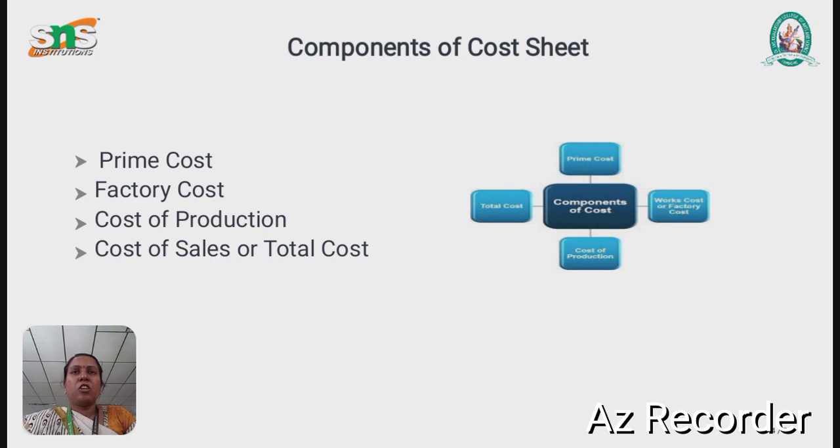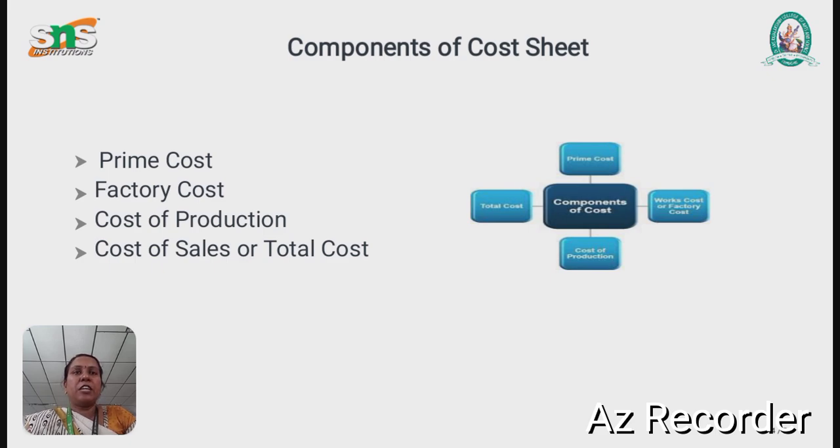Cost of production. Cost of production is the sum of factory cost and administrative overheads. It is also known as office cost or administrative cost. Cost of production equals factory cost plus office and administrative overheads.